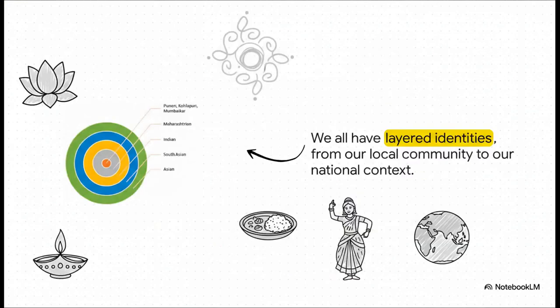This brings us to regional identity, and this slide illustrates the idea perfectly. Our identities aren't just one thing, they're layered. So someone can be a Mumbaikar from the city of Mumbai, and also a Maharashtrian from the state of Maharashtra, and an Indian, and a South Asian, and an Asian, all at the exact same time. And each of those layers comes with its own unique history, food, and customs.